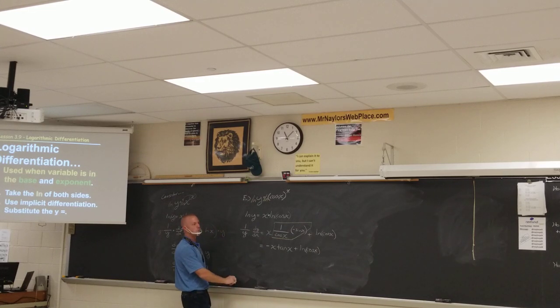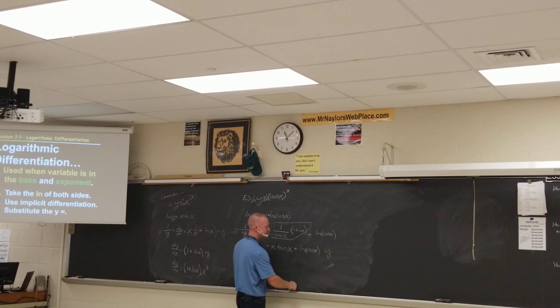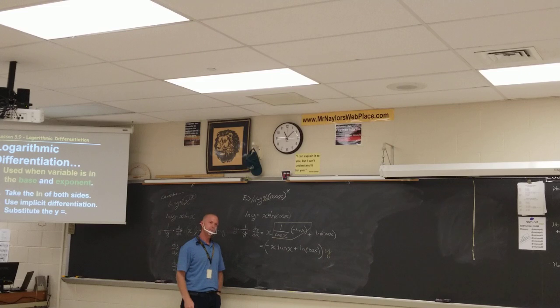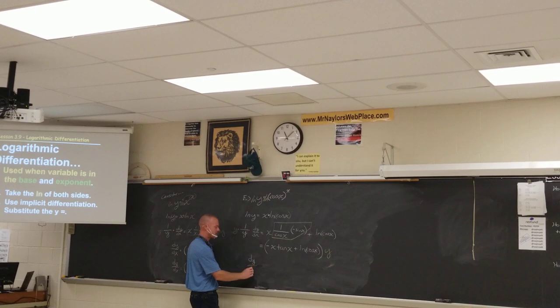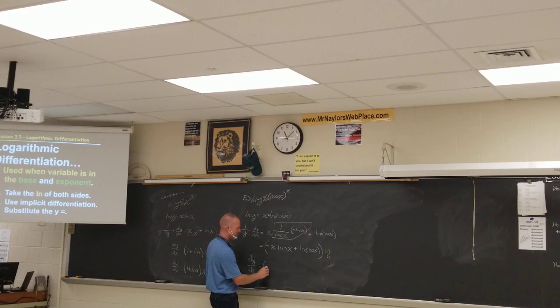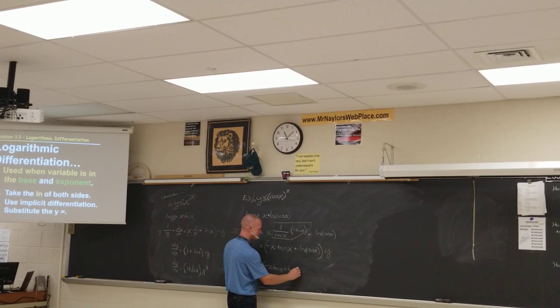Students seem to catch on that you're always going to multiply the y over to the other side. I don't care if you show it. I just want you to do it. So you're always going to multiply y over to the other side. And if you don't want to write down extra steps, you're always going to substitute that y. All right, so we get the opposite of x tangent x plus the ln of cosine x, times the y substituted back to be cosine of x to the x.